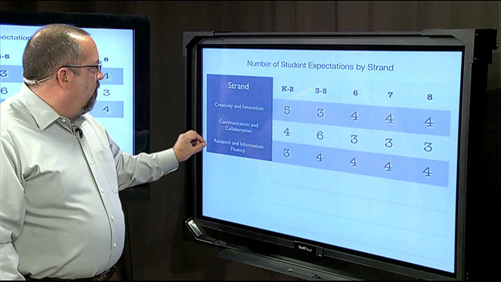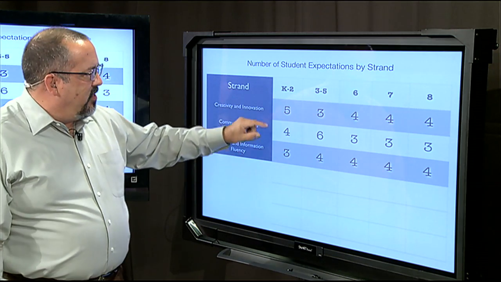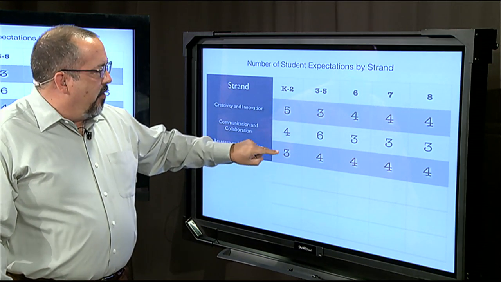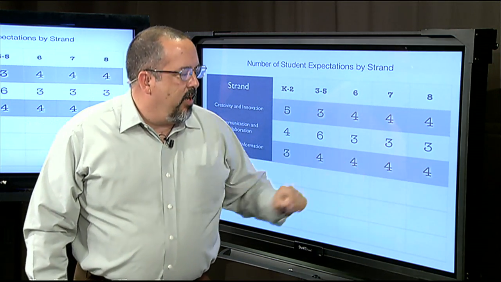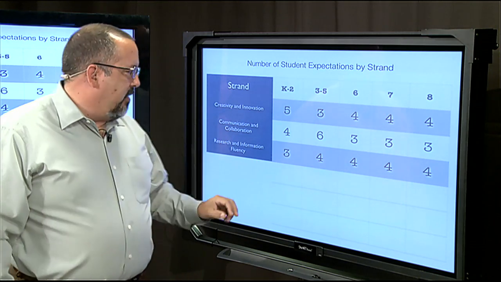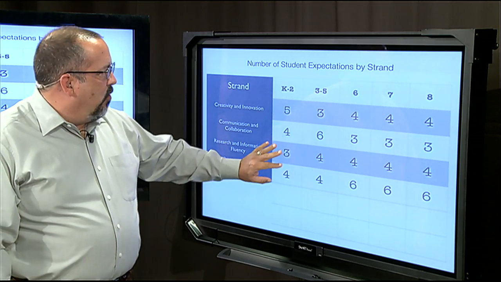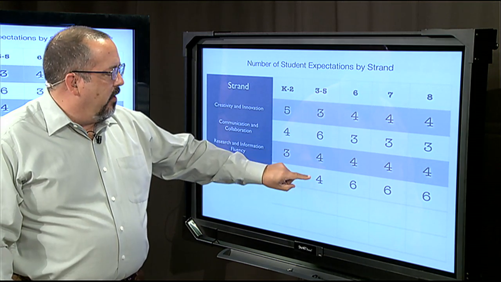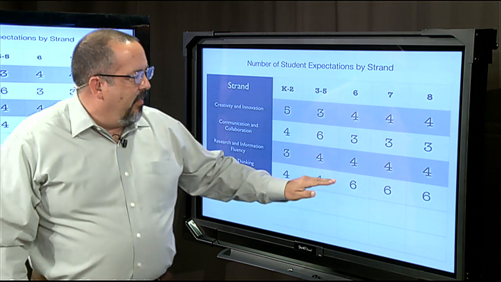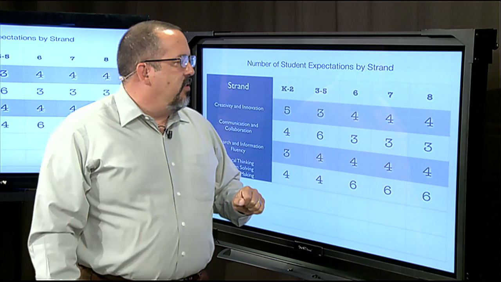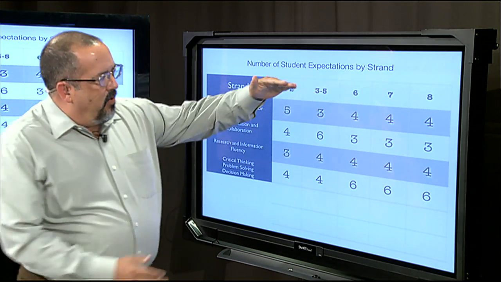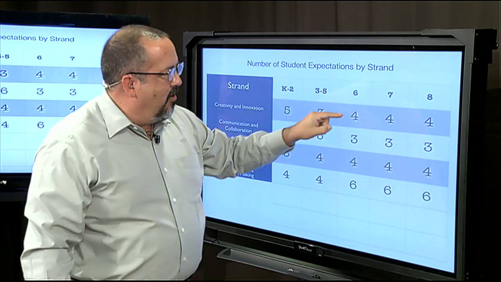In the strand research and information fluency, we start off in kindergarten with 3, and then across the board all the way up through 8th grade, there's 4 expectations. Critical thinking, problem solving, and decision making has 4 in our primary, 4 in our 3 through 5, and then 6 all the way across for middle school. You notice that middle school block, they all look the same.